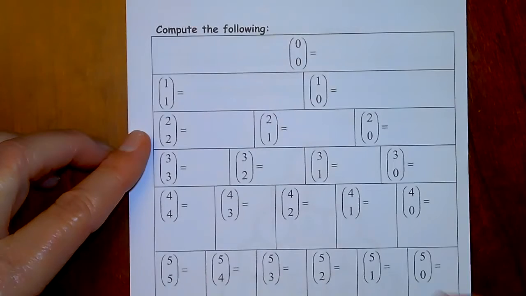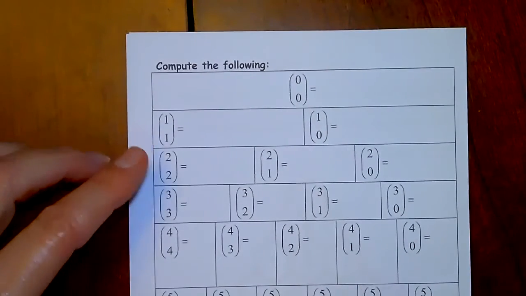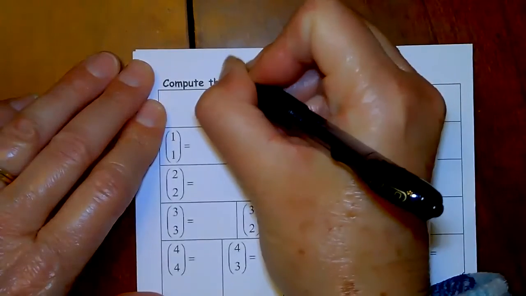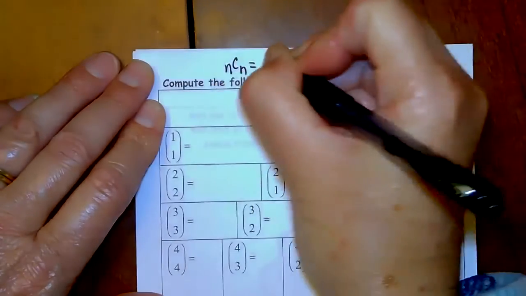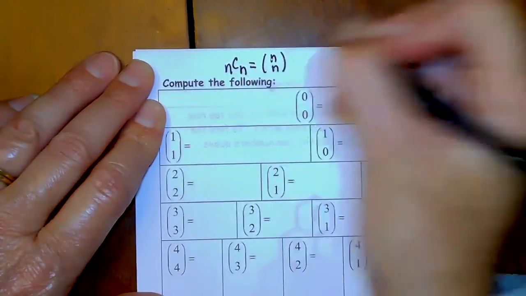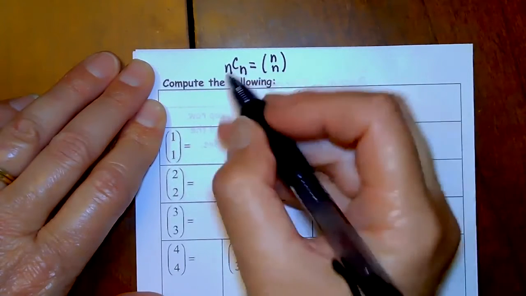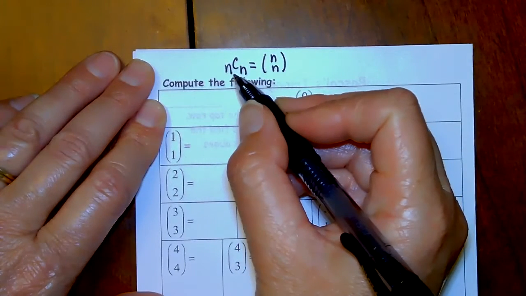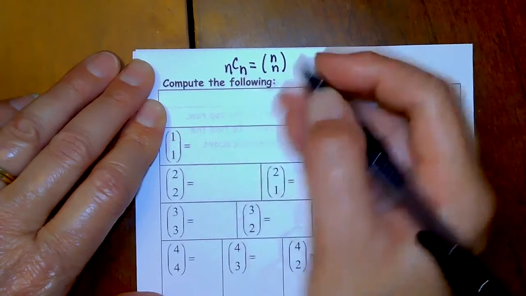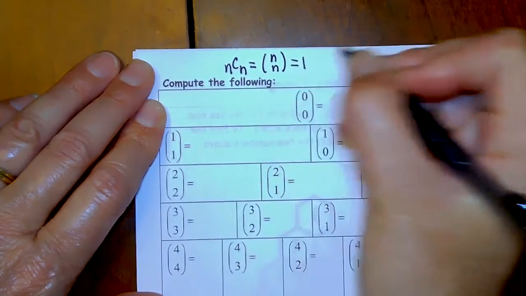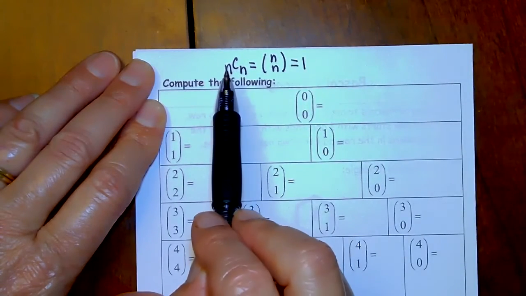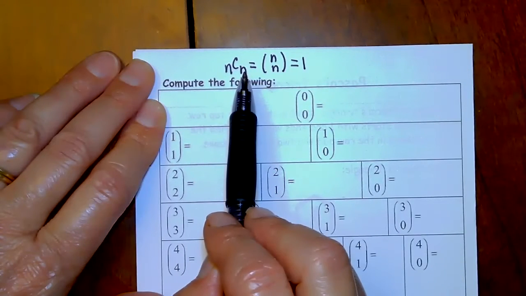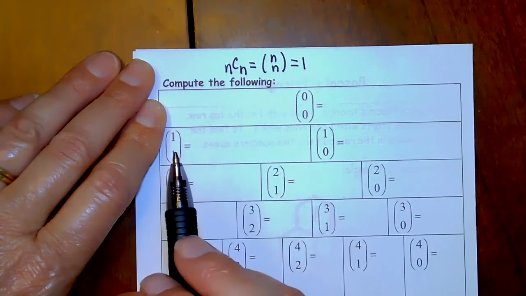Now we can put these in our calculator, but just a couple little things to remember here. If I have n choose n, anytime I have n choose n, I'm asking how many different groups of n items can I get into groups of n? And that is always going to be a 1. So I don't care if it's 0 choose 0, 1 choose 1, 2 choose 2, and so on. That is always going to be a 1.